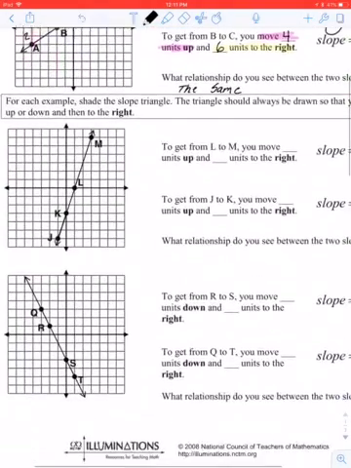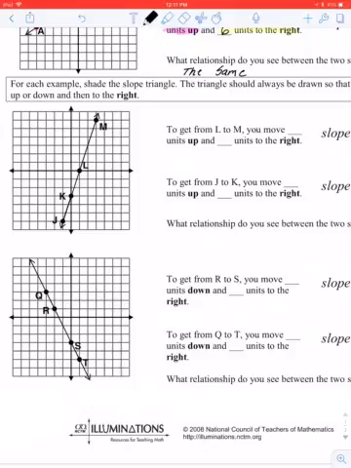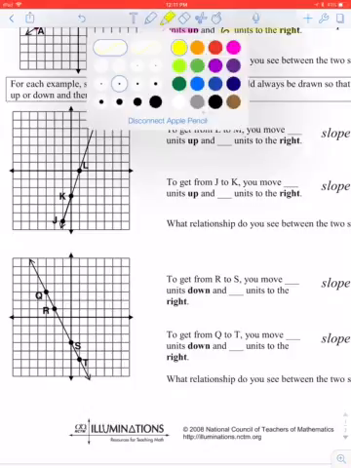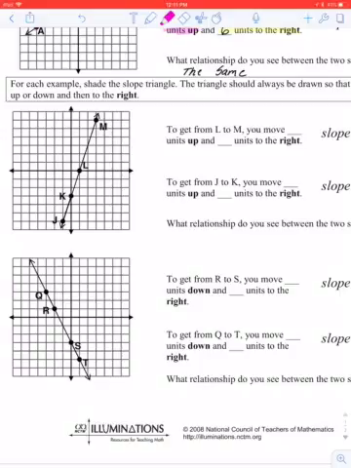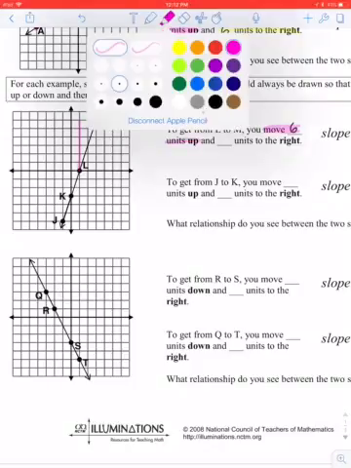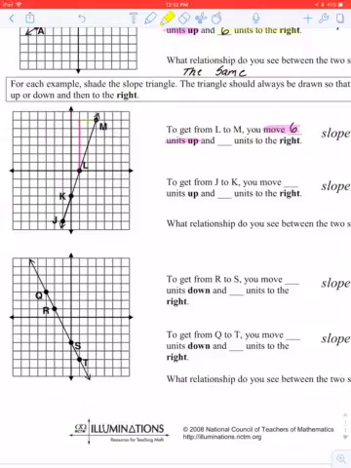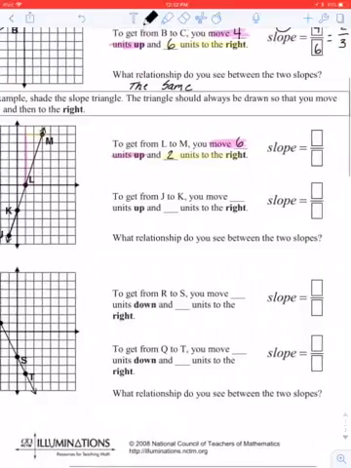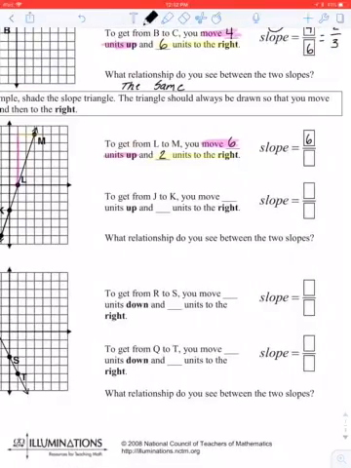Okay, so let's look at example number 2 here. The first one here we're going to get from L to M. So from L to M, let's do our vertical change first. We always go from left to right. So left to right, I'm starting at L, going up 1, 2, 3, 4, 5, 6 units. So I'm moving 6 units up. And then our horizontal movements, we are moving 2 units over to get to M. So 2 units to the right. Okay, so our slope is 6 over 2.